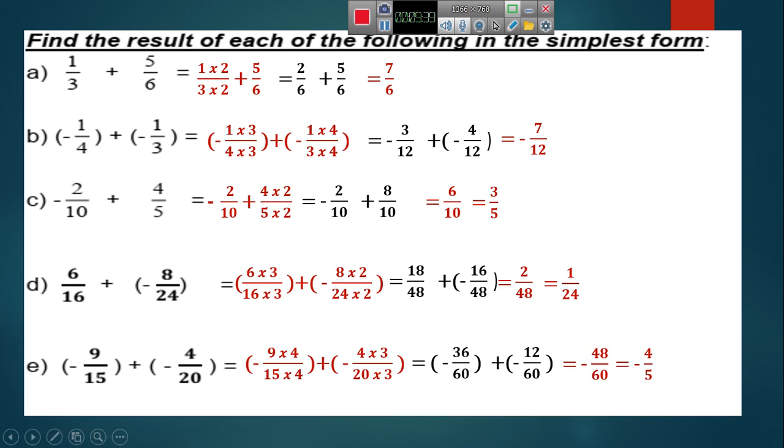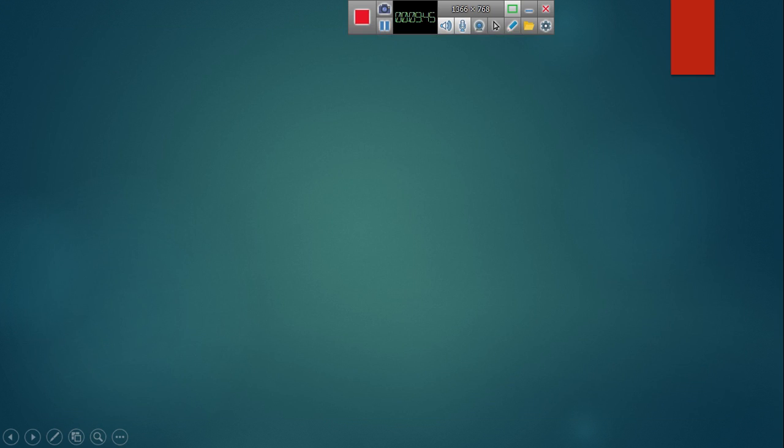After writing negative 48 over 60, we will put this fraction in simplest form to get negative 4 over 5.